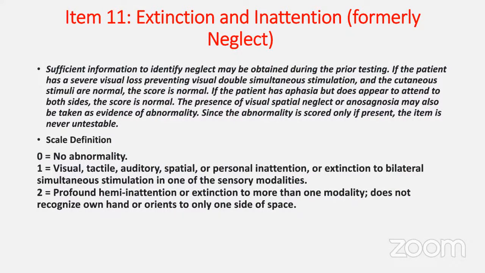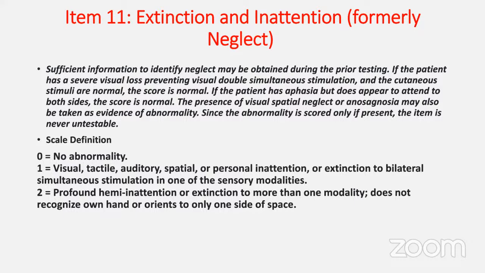Item number 11, extinction and inattention. Sufficient information to identify neglect may be obtained during the prior testing. If the patient has a severe visual loss preventing visual double simultaneous stimulation and the cutaneous stimuli are normal, the score is normal. If the patient has aphasia but does appear to attend to both sides, the score is normal. The presence of visual spatial neglect or anosognosia may also be taken as evidence of abnormality. Since the abnormality is scored only if present, the item is never untestable.